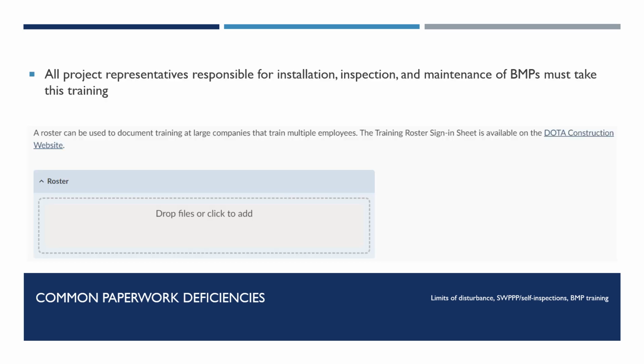Another common deficiency observed is insufficient training records for the project. All project representatives responsible for installation, inspection, and maintenance of BMPs must take this DOTA BMP training before the start of construction. This includes any applicable subcontractors of the project. Alternatively, supervisors can watch the training, train their employees, and provide a sign-in roster as noted at the bottom of this page.